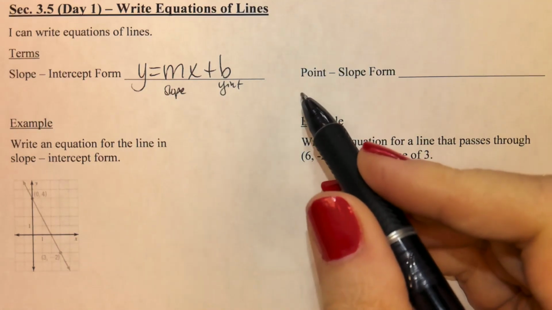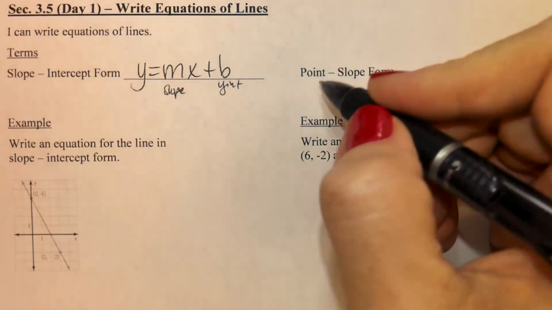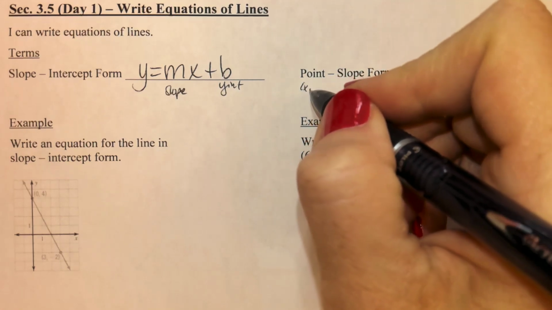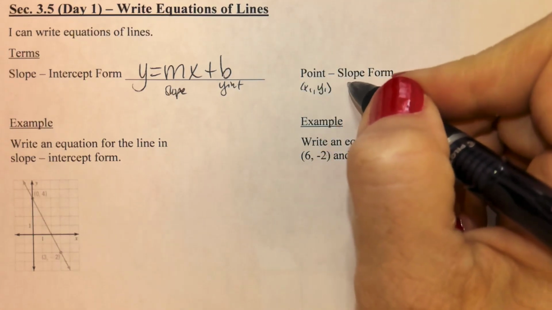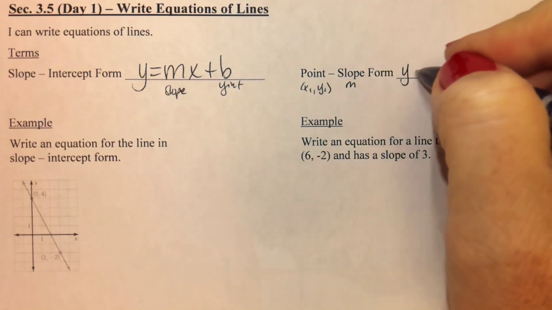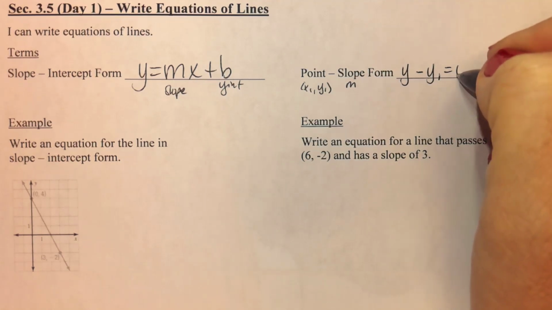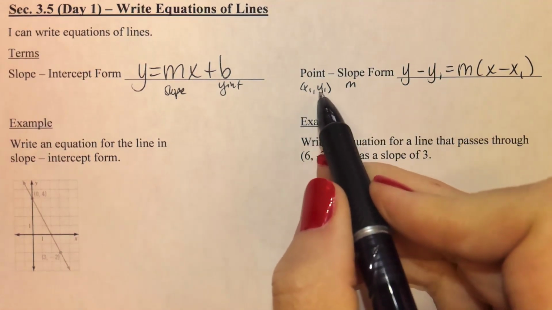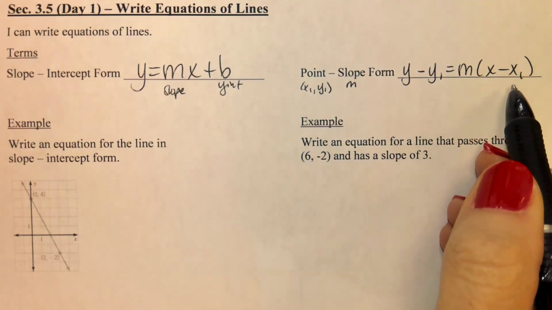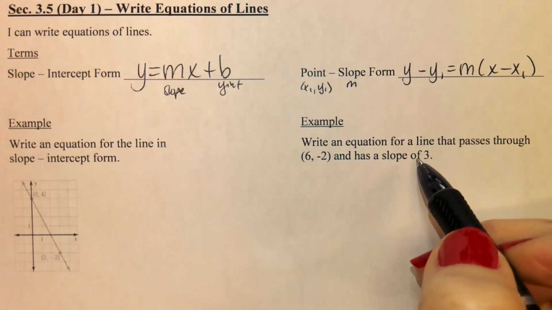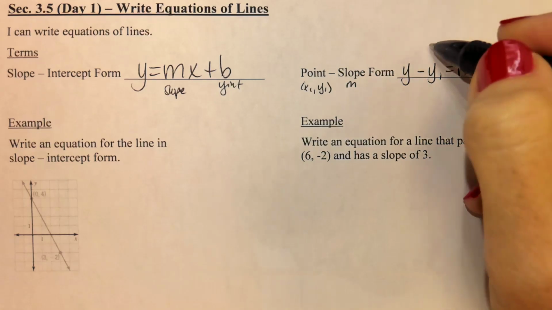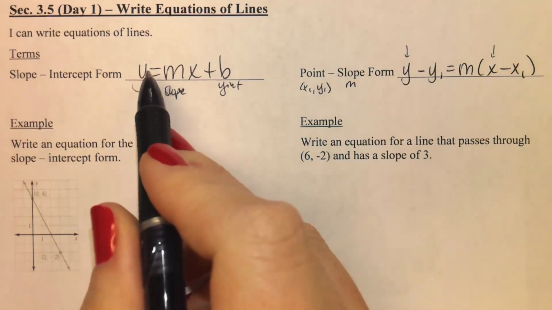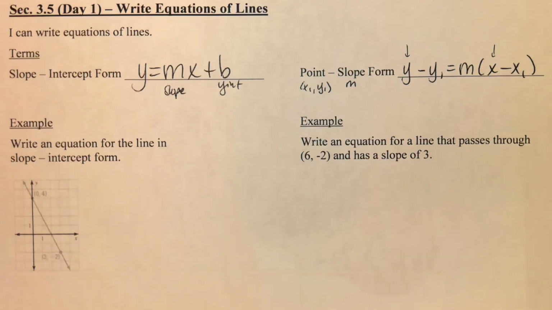The other form that we're going to use is called point-slope form. So it actually has a point, like an x and a y, and it has a slope. So this one will look like this. So the x1, y1, that's our point. That's where the point goes. And then our m is still our slope. And this x and this y are your variables, kind of like that y and that x.